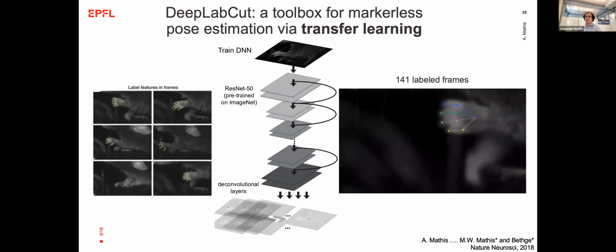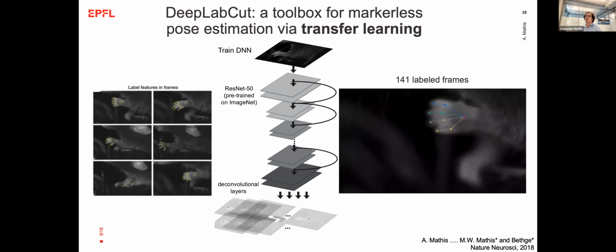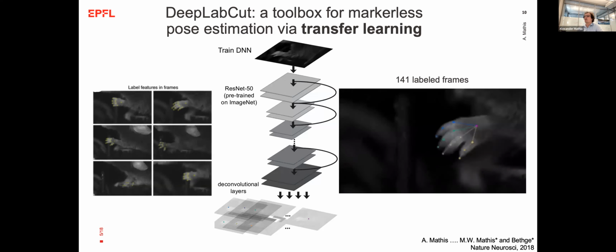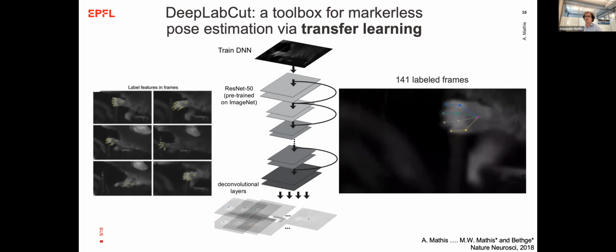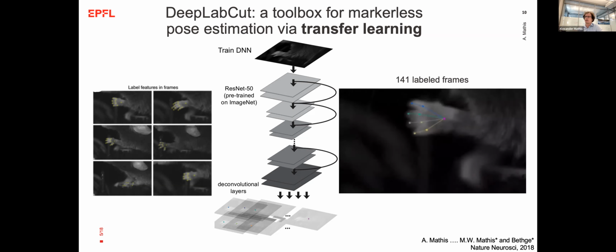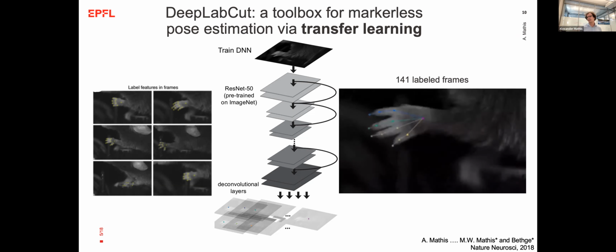And then you have your tailored specific model that you can apply to your setup and analyze all the behavioral data. And I would say before deep learning, making a detector for all these body parts in this case of the mouse was actually a really big challenge and would need an expert to do it.